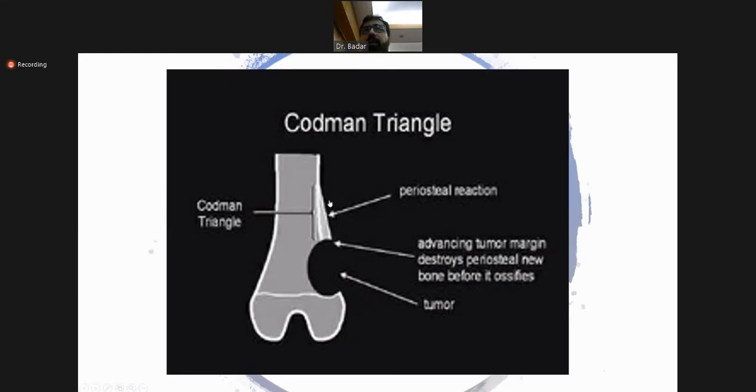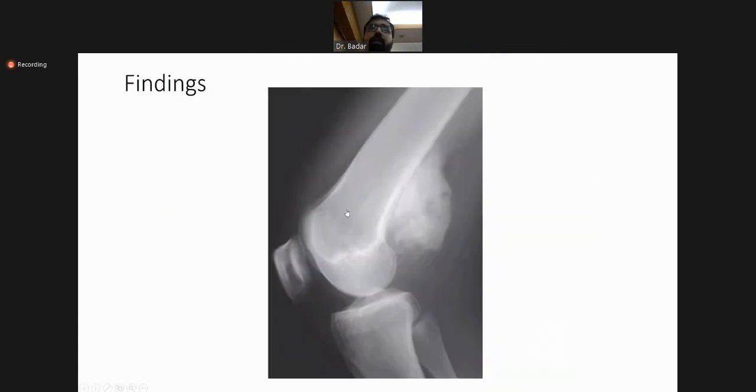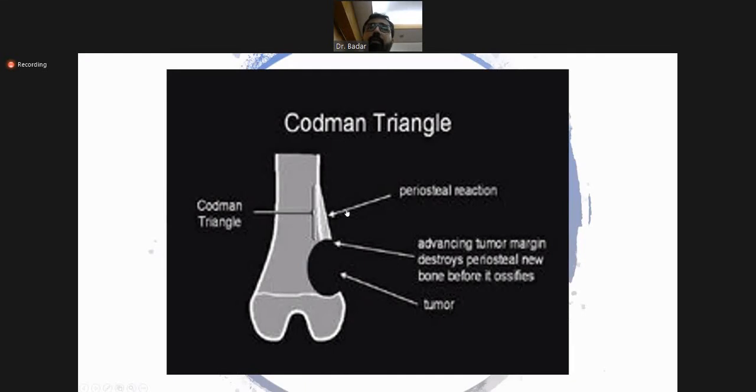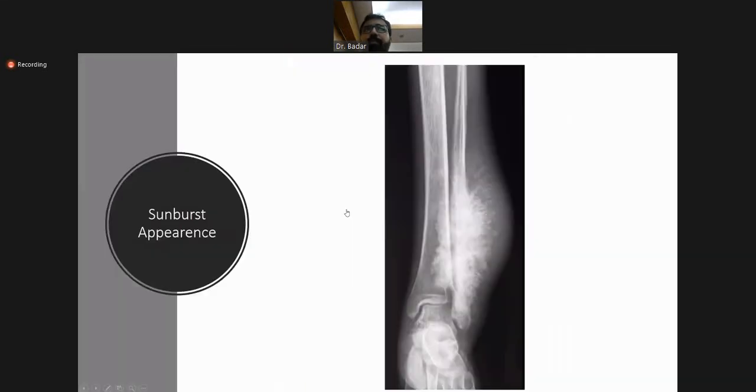And basically Codman triangle is the periosteal reaction, new bone formation that forms under the periosteum and elevates the periosteum and forms a triangle at the site of the lesion. So this is indicative of new bone formation below the tumor or below the periosteum. So this is also indicative of osteosarcoma. So we have three typical findings. Number one, sunburst appearance. Number two, Codman triangle. Number three, hair on end appearance.